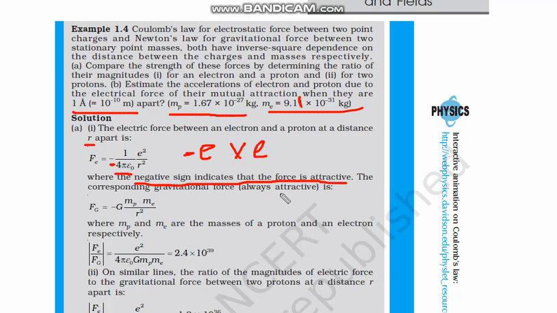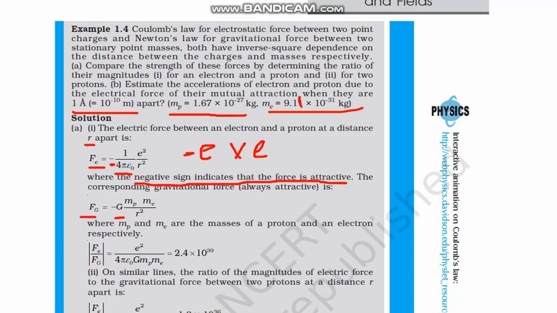Now let us calculate the corresponding gravitational force. This is the electrostatic force and this is the gravitational force, with the gravitational constant, mass of proton, mass of electron and the square of the distance between them. So let us divide the electrostatic force by the gravitational force. We have taken the modulus, so the minus sign cancels out. Also, why is there a minus here? The minus here represents that the gravitational force is always attractive.